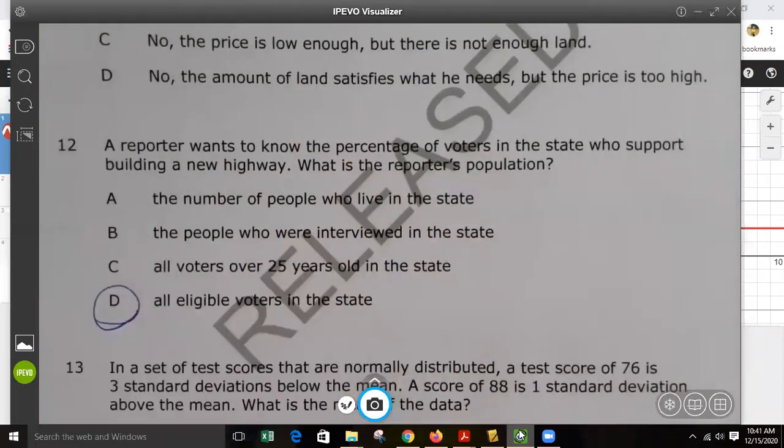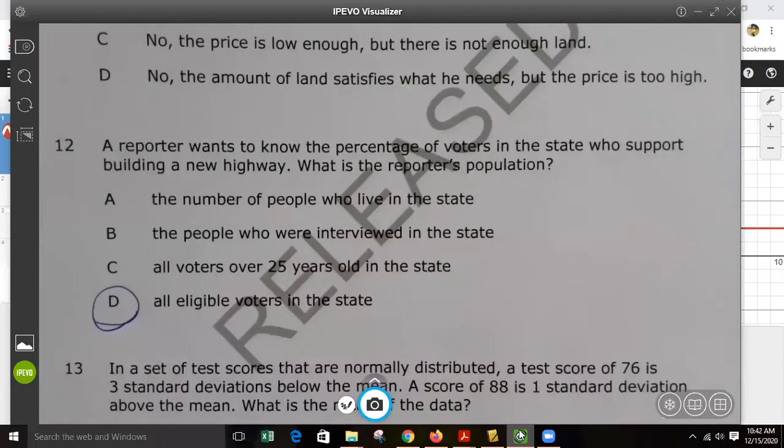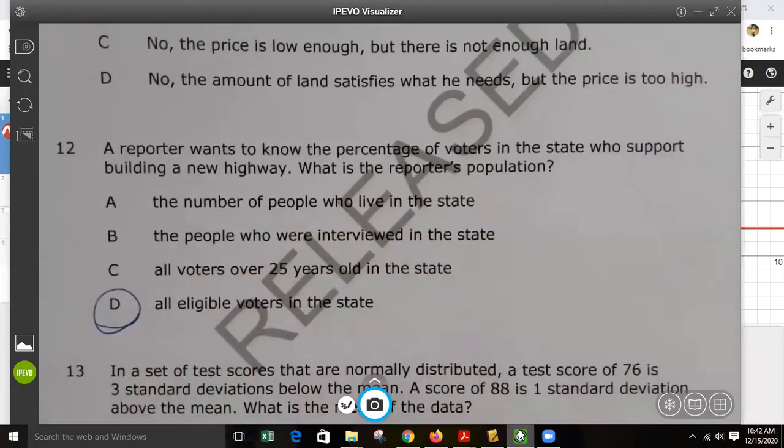Gotta be. You don't want to use C because then you're missing 18 to 25. You don't want to do interviewed because you have no idea who they are. And then the number of people who live in the state, we don't care about what babies think about the highways because they don't drive on them. Does that make sense?